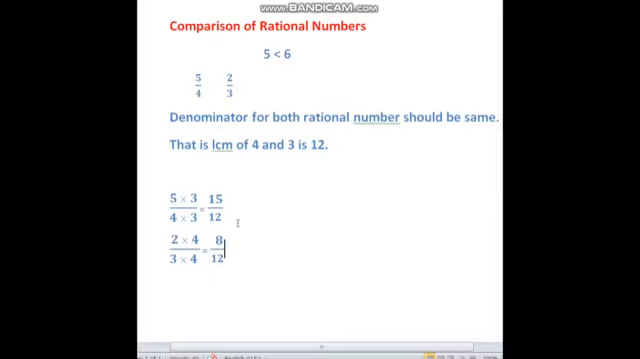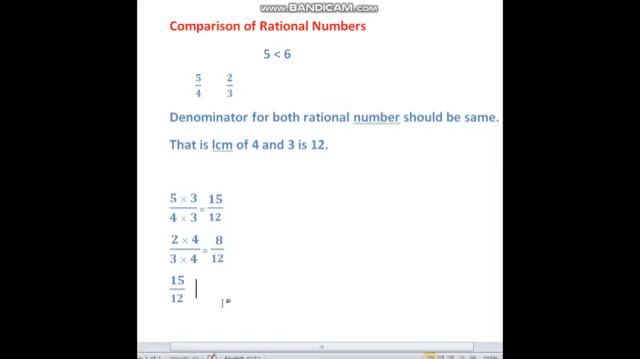Now it is very easy for us to compare these new fractions, these new rational numbers here. The first one is 15 divided by 12, and what is the other one?